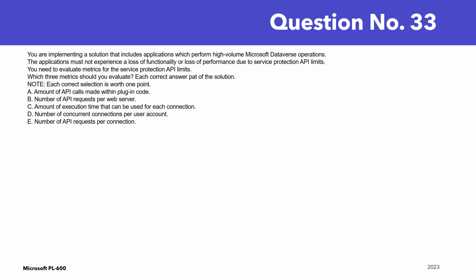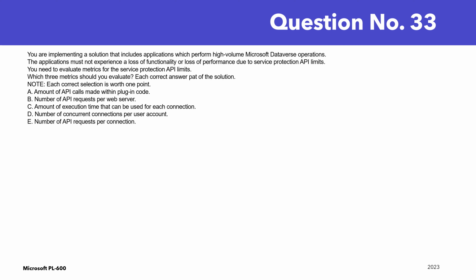You are implementing a solution that includes applications which perform high-volume Microsoft Dataverse operations. The applications must not experience a loss of functionality or loss of performance due to service protection API limits. You need to evaluate metrics for the service protection API limits. Which three metrics should you evaluate? Each correct answer presents part of the solution. Note: each correct selection is worth 1 point.